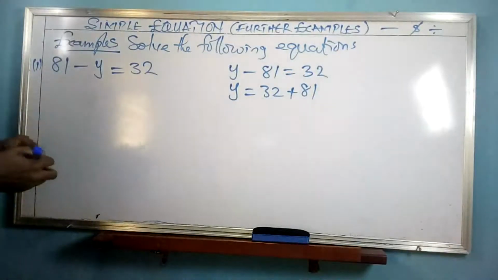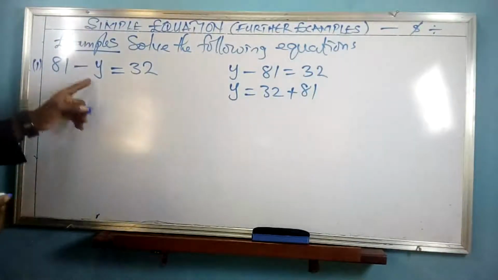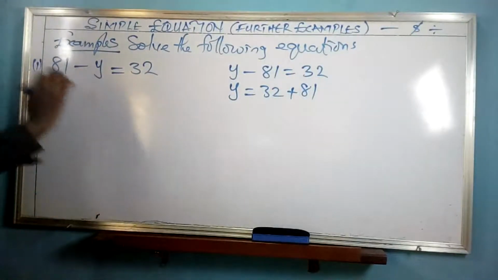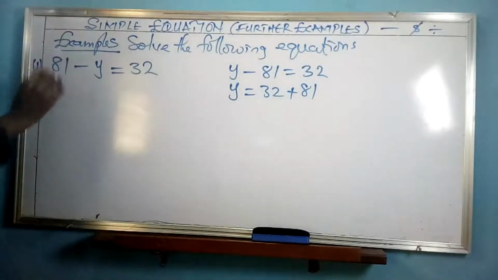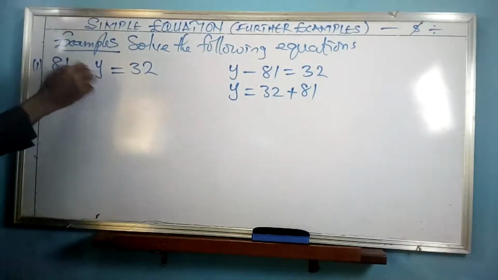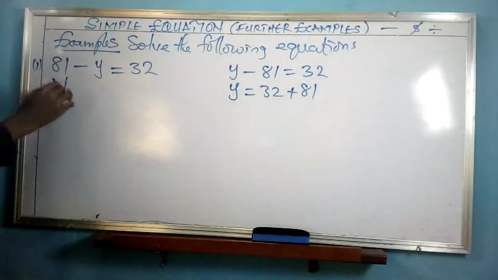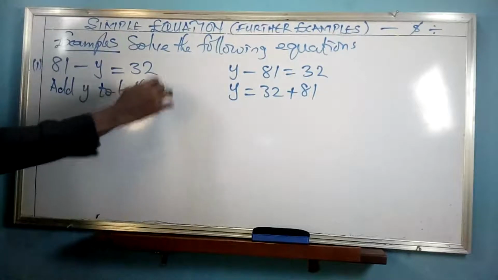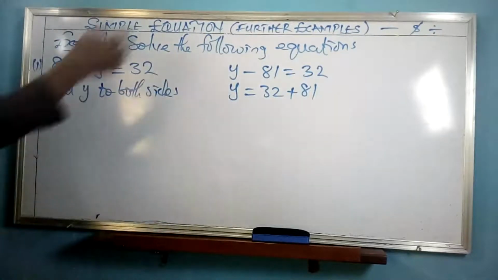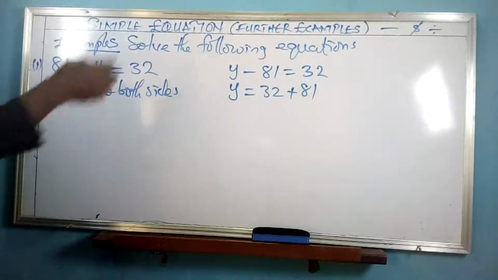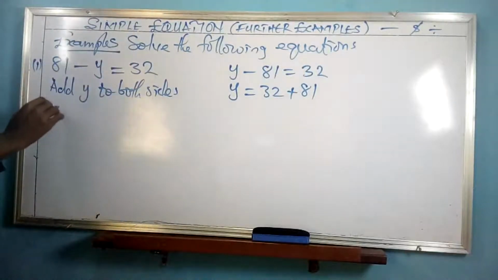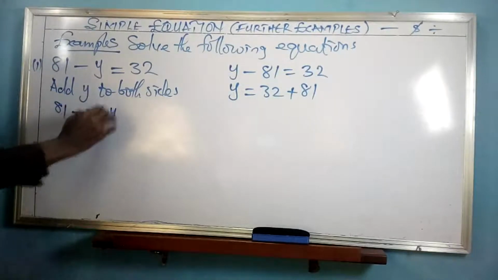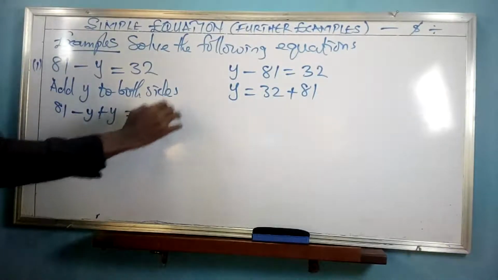It's for this one. So the first thing you are going to do is you are transferring it to the other side. Let's use a balance method so we have a very comprehensive knowledge of it. You are going to say add. You know this is negative, which means you have to add now. Add y to both sides. Do we see it now? I want that one to go to the other side, this one. So we're now going to have 81 minus y plus y equals 32 plus y.